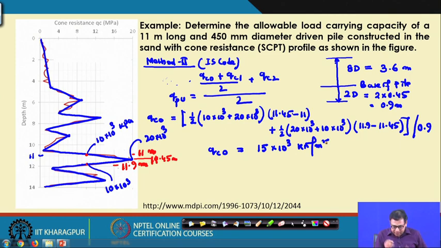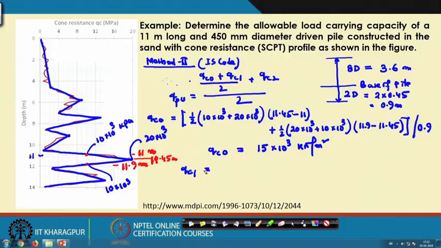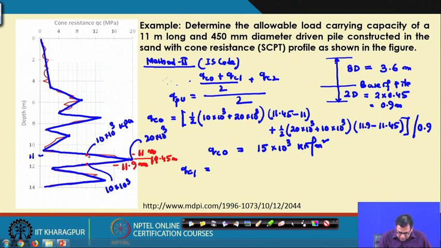Then QC1, that I have mentioned, is the minimum value below the base of the pile up to twice d. Twice d means up to 11.9. In this 11.9, the minimum value of QC is 10,000 kilonewton per meter square or 10 megapascal, because that is the minimum value. Here also it is 10,000. In this case, it is 10,000; in another case it may be different.